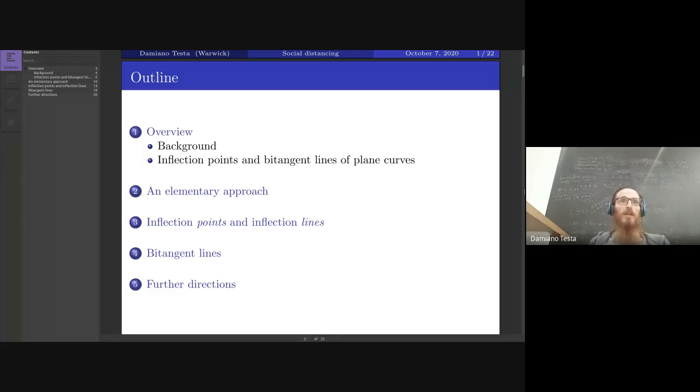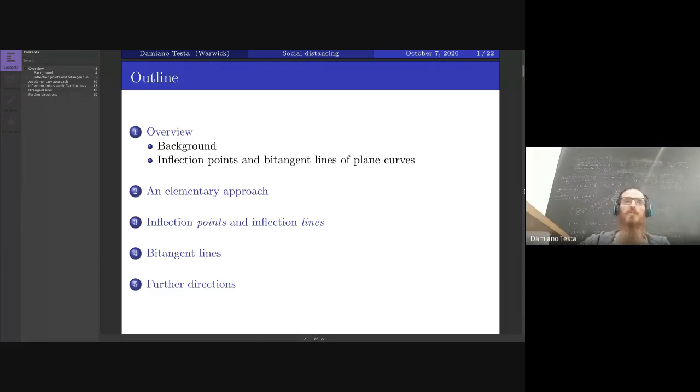I'm going to then talk specifically about inflection points and inflection lines and highlight an important difference that appears between them. You might be used to thinking that inflection points and inflection lines carry the same amount of information for a curve. I'll try to highlight the fact that there's actually a subtlety there, and that's exactly what we're going to exploit. So I'll stress this once we get there, but it'll be a subtle but important distinction.